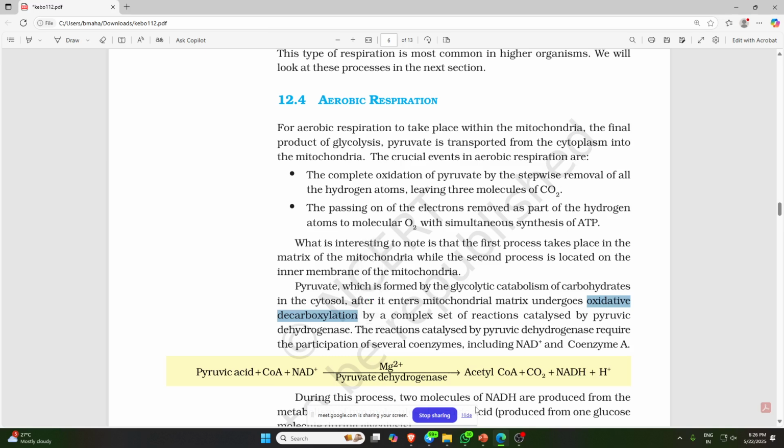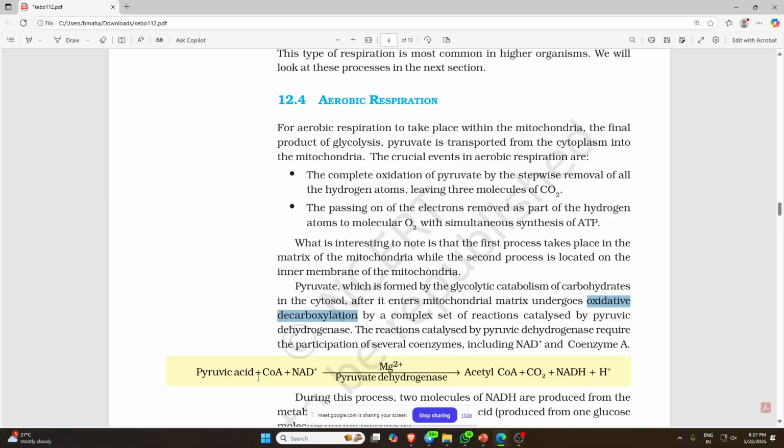Carbon dioxide. Okay. Now what happened? This pyruvic acid is a 3-carbon compound. Okay, why is this coenzyme given? Because the coenzyme is given to stabilize the energy release in the process.